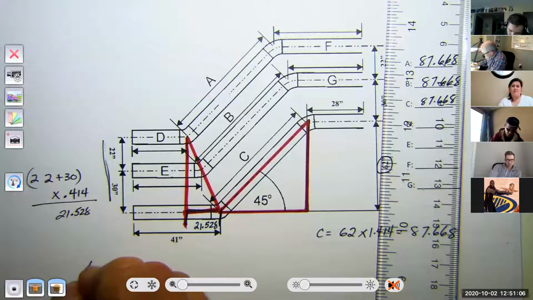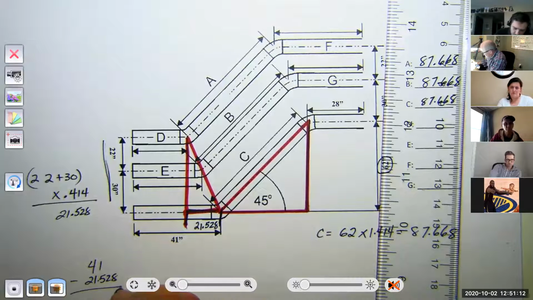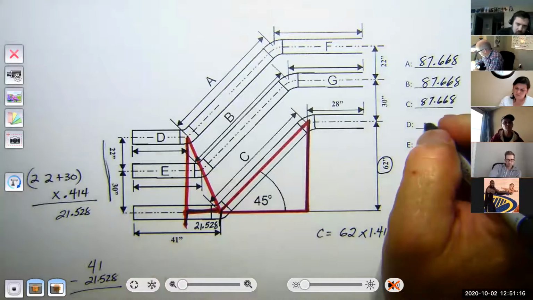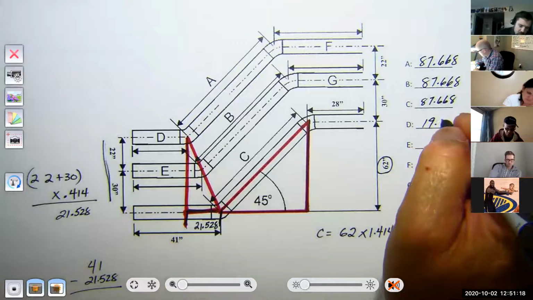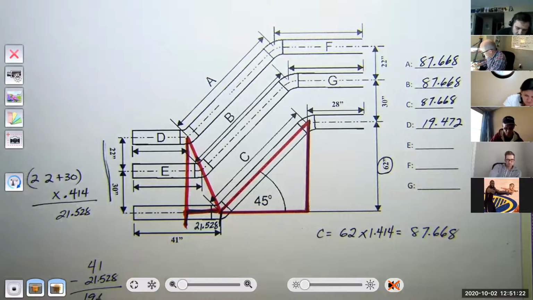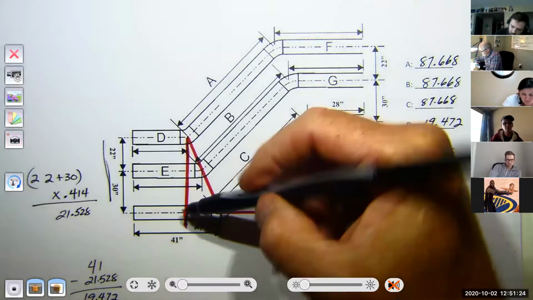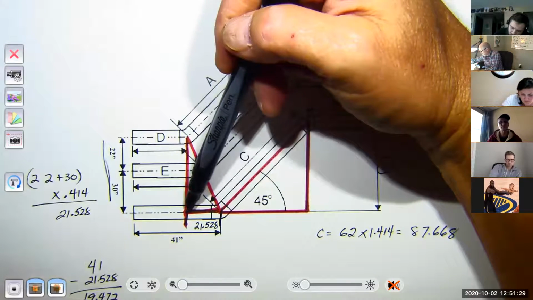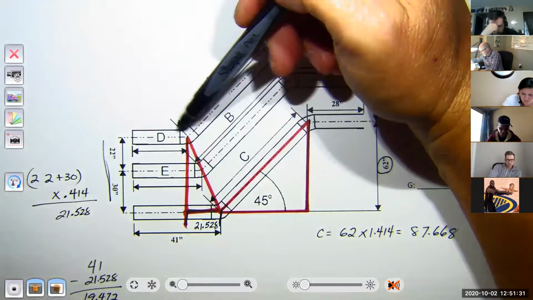And we will minus that off of 41. That gives me D of 19.472. Has to be D. So we're taking the 41, minusing off this much, that has to be D.